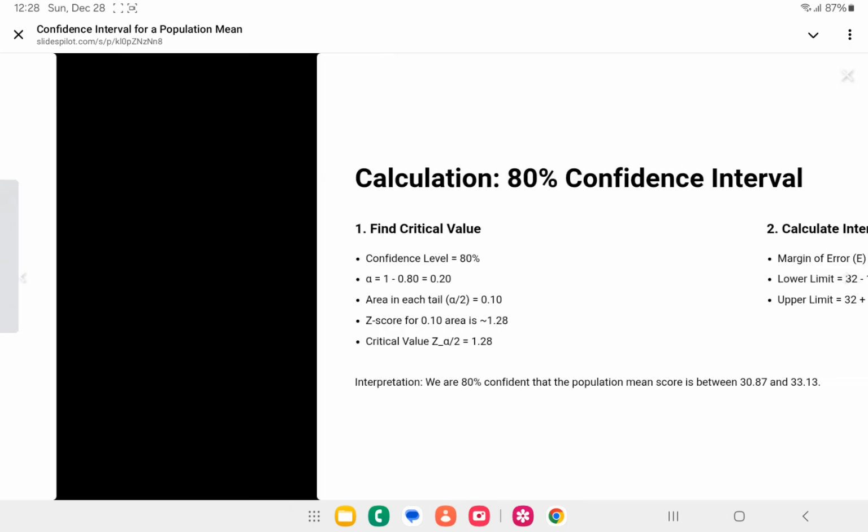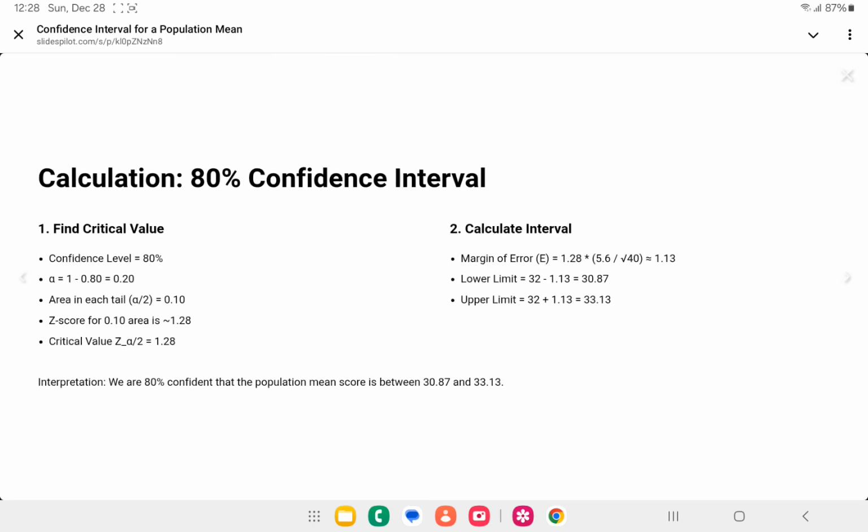For the 80% confidence interval, alpha is 0.2. So we have 0.1 in each tail. Looking up 0.1 in the normal tables, we find the closest value to be 0.1003, and that corresponds to a Z score of negative 1.28 in the lower tail. And because of symmetry, it is 1.28 for the upper tail. So the Z critical value for the 80% confidence level is 1.28.